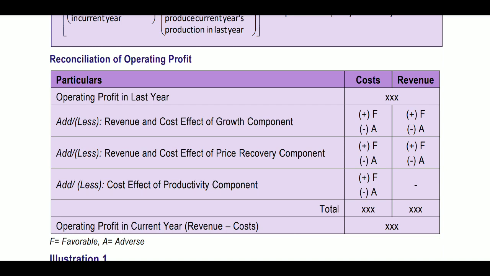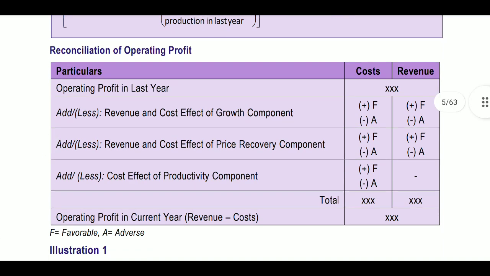We will calculate this reconciliation statement, and for this we require operating profits. We will add 3 items, that is, changes due to growth, and changes due to the effect of price recovery and productivity components. For productivity components, only the cost will be considered, and we will get the operating income of the current year. Last year's income will be taken, and we will add or less, and we will get the operating income.